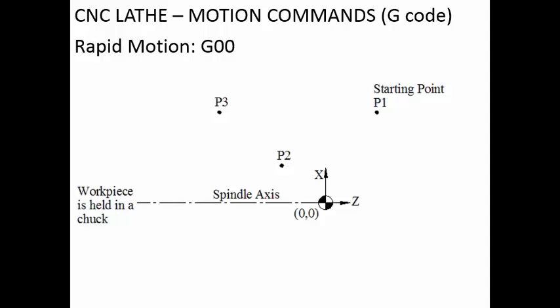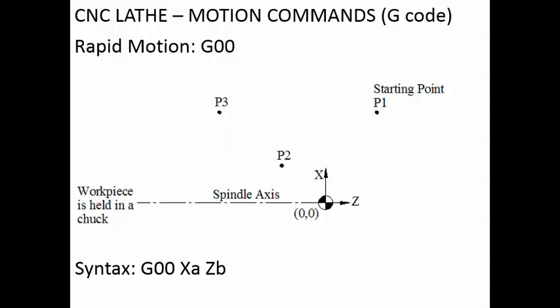So the syntax is G00 X A and Z B. A and B are the coordinate values of the end point of the motion. So you are at the starting point and you have to specify to what point you are to move in a rapid motion or using the rapid motion. So if you want to go to P2, then you have to specify the X and Z coordinates of P2. If you want to go to P3, then you have to specify the A and B as the X and Z coordinates of the point P3.